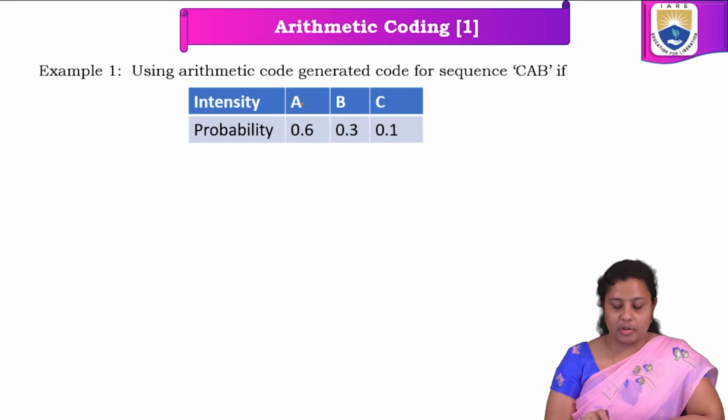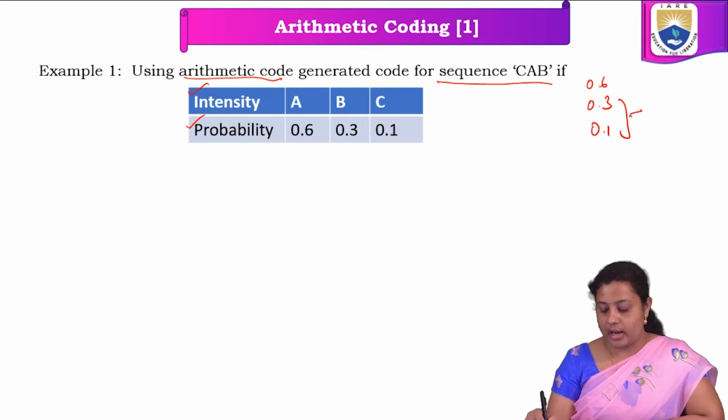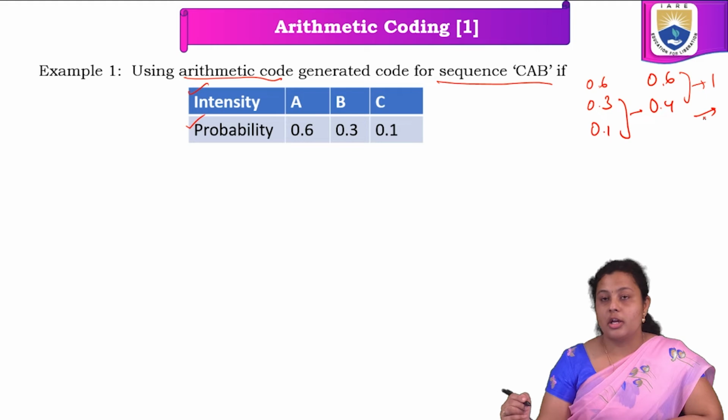Let me explain it better using an example. I have to use my arithmetic code, and I have a sequence CAB. I have been given the intensities and probabilities. If I'm using Huffman coding, I arrange them in decreasing order of probability, and add the two lowest, 0.3 and 0.1, to get 0.4. Together with 0.6 this gives 1. This is my forward step. If I have to do my coding, I do my backward steps.